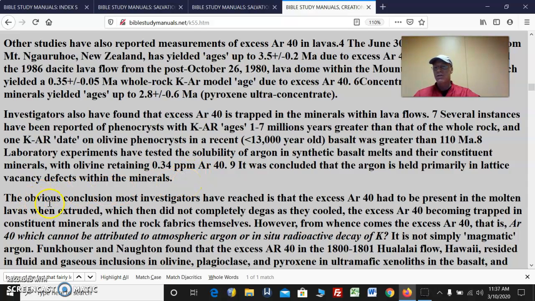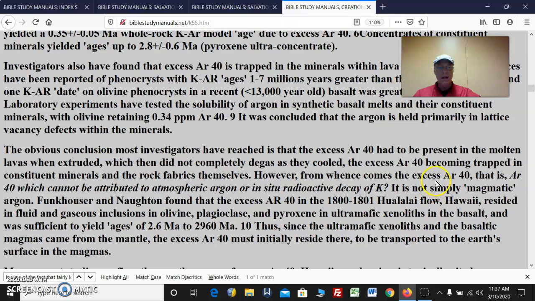So here's the obvious conclusion most investigators have reached: the excess argon-40 had to be present in the molten lavas when extruded. When they did not completely degas as they cooled, the excess argon became entrapped in the constituent minerals and the rock fabrics themselves. However, from whence comes the excess argon-40, which cannot be attributed to atmospheric argon or in situ radioactive decay of potassium? It is not simply magmatic argon.